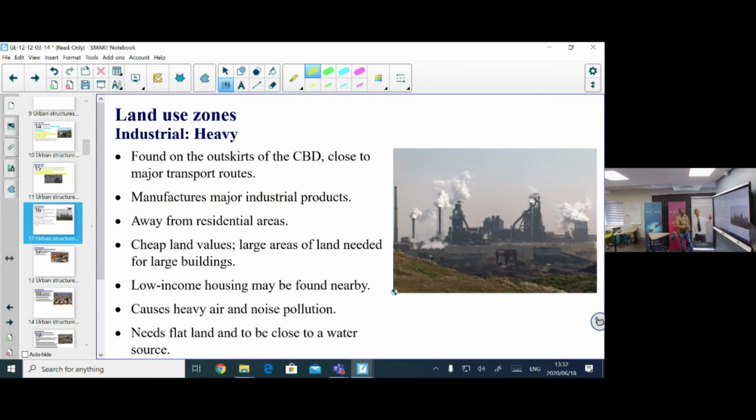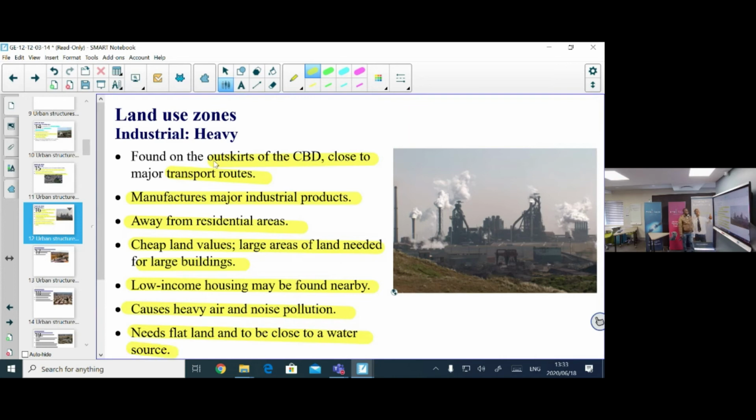Then let's look at heavy industry, found on the outskirts of the CBD, close to major transport routes. Manufactures major industrial products away from the residential areas. Cheap land values, large areas needed for large buildings. Low income housing may be found nearby. Causes heavy noise pollution. Needs flat land and to be close to a water source.